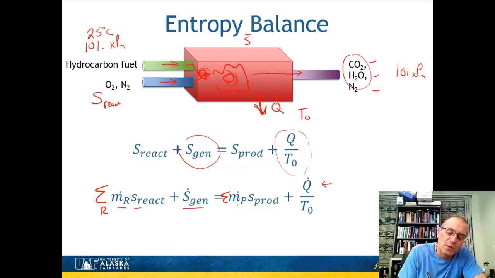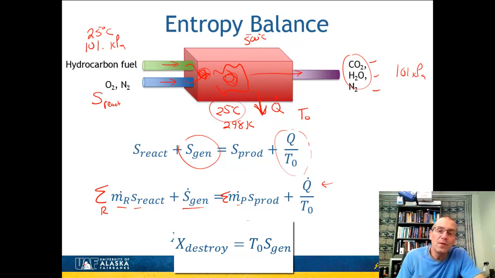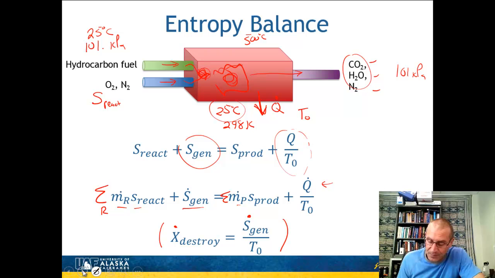So if the combustor was at, say, 500 degrees Celsius, but the room was at 25 degrees Celsius, we'd be using this 25C. You want to convert it into Kelvin in that equation, so it would be 298 Kelvin. The reason we care about the amount of entropy being generated is more because we want to know the exergy being destroyed. Remember, exergy destroyed is the entropy generated times T0, or in a rate term, we could say this is the rate at which exergy is being destroyed. What we're going to do today is find out how much exergy actually gets destroyed by burning something, and we're going to find out it's fairly significant.